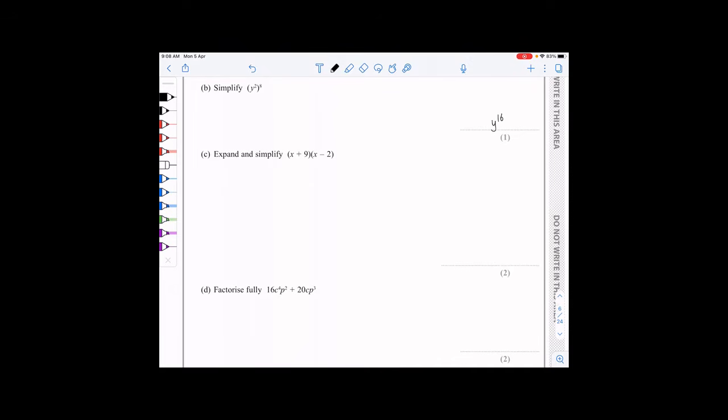Now in C, to expand and simplify, x plus 9 times x minus 2, it's just x squared minus 2x plus 9x minus 18, which is x squared plus 7x minus 18 after collecting like terms together.